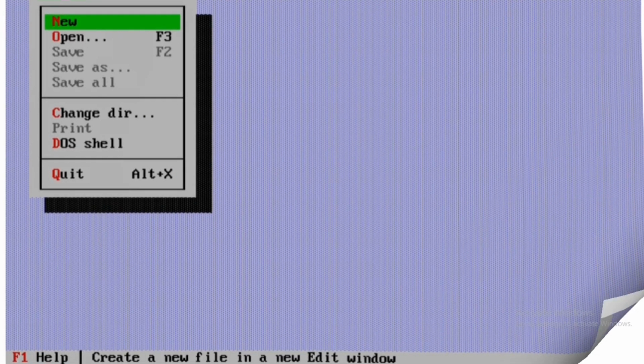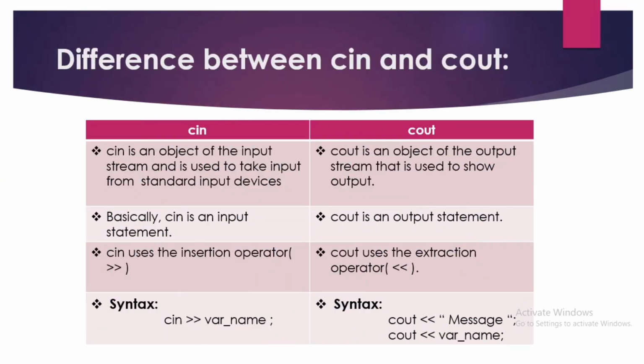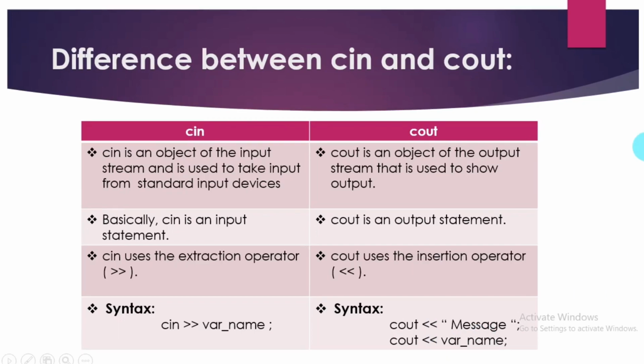Okay, now let's differentiate between cin and cout. Cin is used to take input, meanwhile cout is used to show output. Cin is an input statement and cout is an output statement. We use the extraction operator with cin and the insertion operator with cout. The syntax of cin and cout is given below. I would recommend you read it once for yourself.